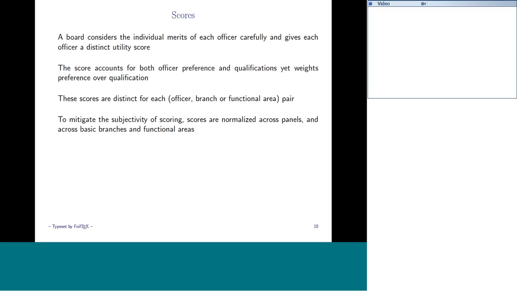Each officer and branch or functional area pair had a distinct score. To mitigate the subjectivity of the scoring, we tried to normalize them across all the panels, because different panels were assigning scores to different subgroups of officers, since a single panel couldn't go through all the officers. It would simply be too much work.